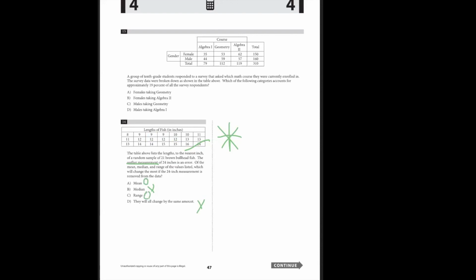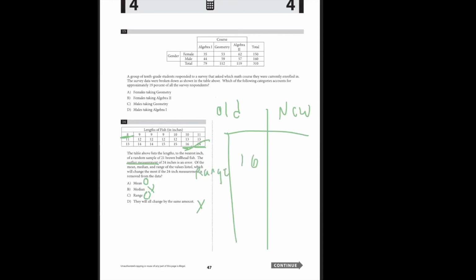So the range, when there was the 24-inch measurement, was simply 16, because 24 minus 8 is 16. The range is the highest value minus the lowest value. And now it's 16 minus 8. Let me make a chart just so it's easier. This is going to be our old, and this is going to be new. And then over here, I'm going to do range. So the range at first, 24 minus 8 is 16. The new is 8. So I went down by 8. So how about the mean?